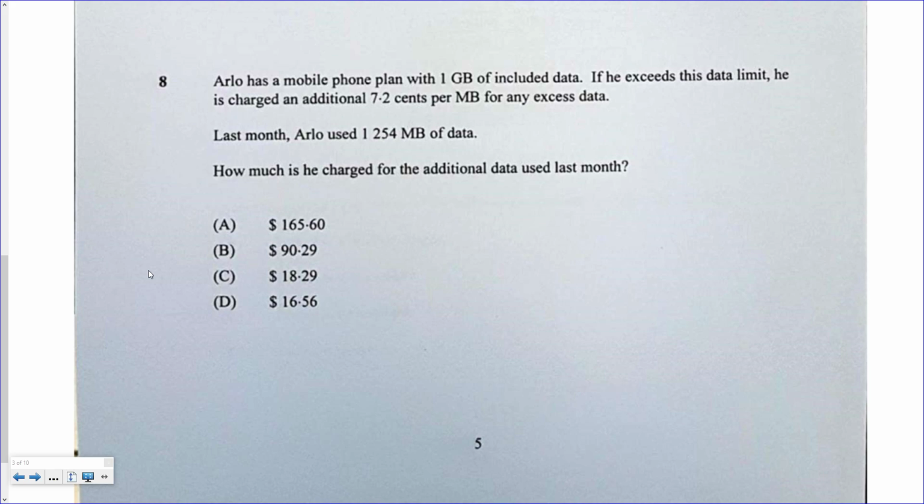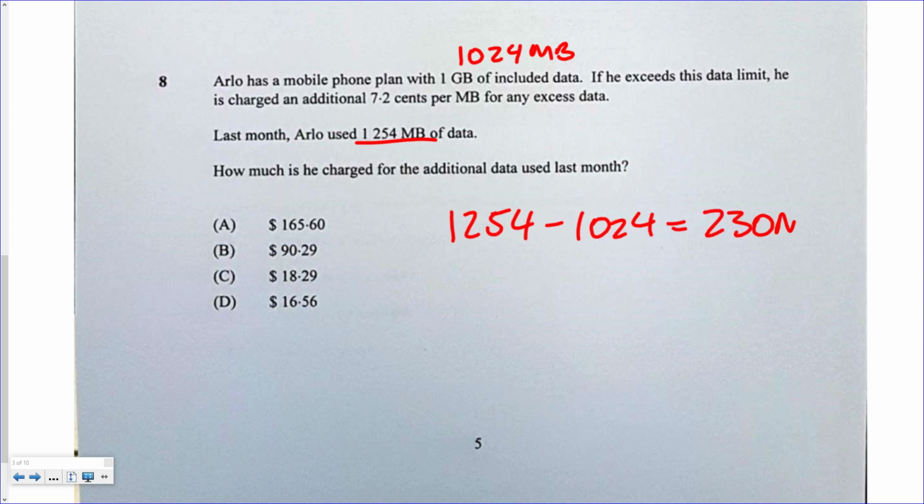We have one of these data plan questions. So we're seeing that with this data plan we get 1 gigabyte of included data. So straight away we know that that's 1024 megabytes, not 1000. Remember that with megabytes and gigabytes and all that kind of stuff, you're timesing by 1024, or 2 to the power of 10. So now that we have that, we see that this person used that much data. So we're going to see how much excess this person used, which equals 230 megabytes.